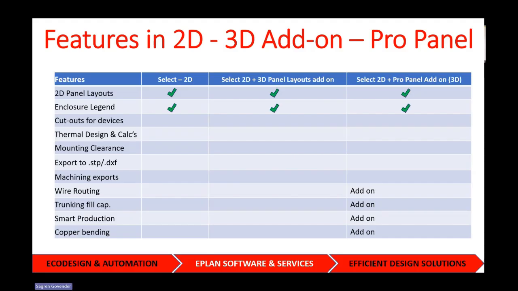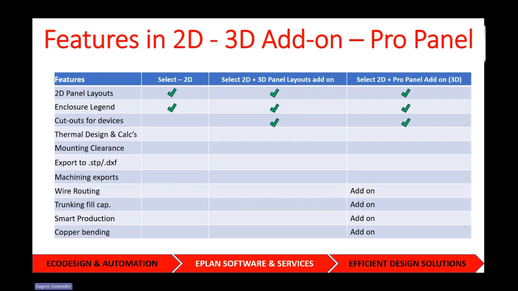You can create an enclosure legend, yes, in the 2D as well as the 3D options and Pro Panel. That's easy enough. But what about cutouts? I know you can probably mark out a cutout in the 2D version, but in Pro Panel there are some nice tools available. So you can add a push button or an HMI or something like that. You can create a cutout quite nicely, and you can export that cutout quite nicely in Pro Panel as well as the 3D option, and I'll show you an example of that.